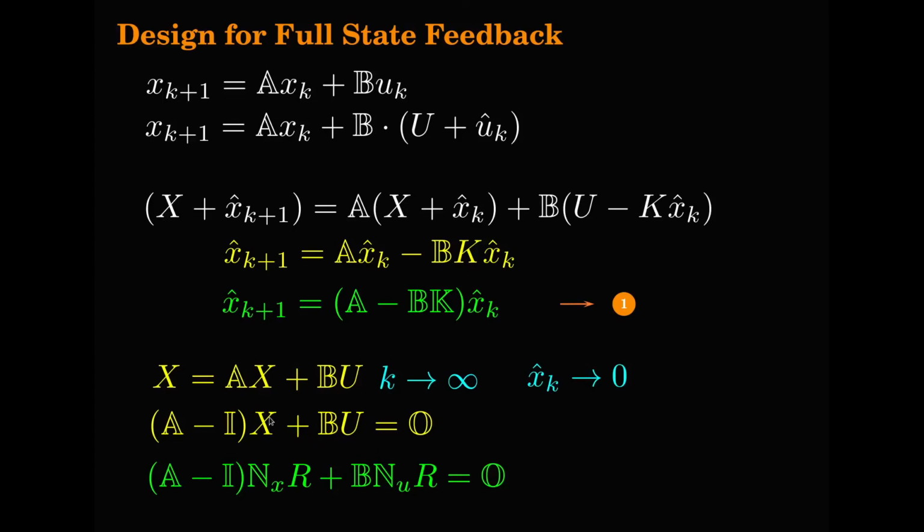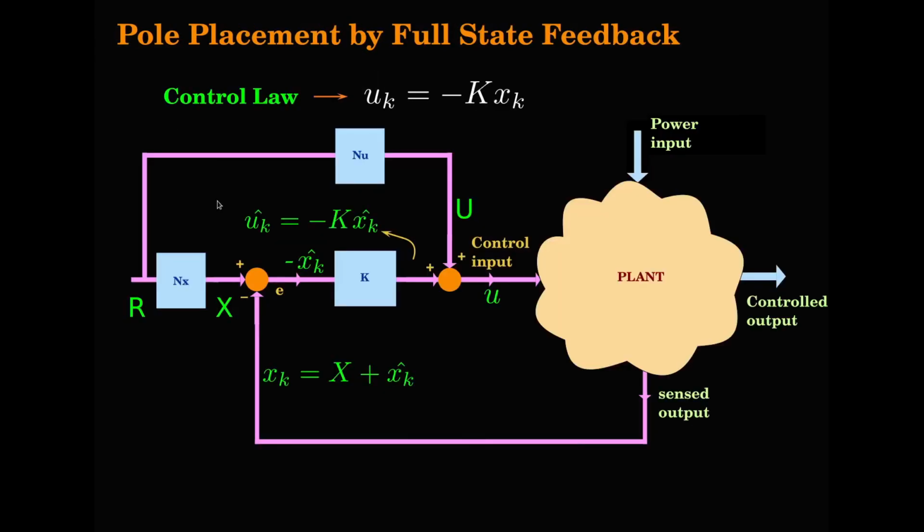Now I can make a replacement for X as Nx r and for U as Nu r. How did I get this? Let us go back to the block diagram. So you see here, what is this steady state value or the nominal operating point value? X is equal to r into Nx. And what is this nominal operating point input? U equal to, it is again r into Nu. So this is what we are replacing there.